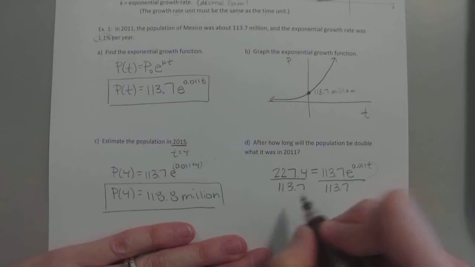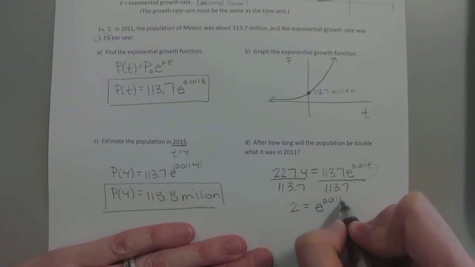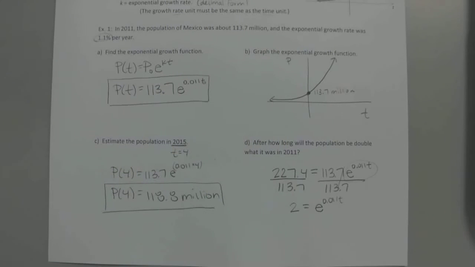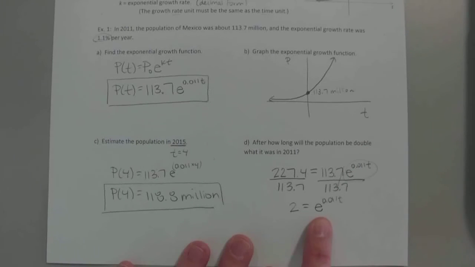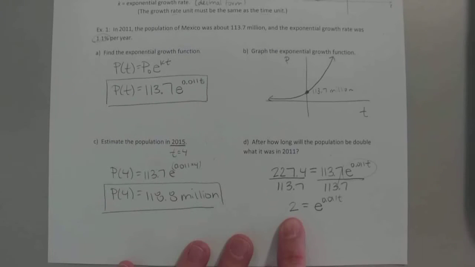When you do that, guess what you're going to get on the left side? 2. Does that make sense? Yeah, because that left side was double the amount. e to the 0.011 t. This is what I'm talking about. No matter what, even if they didn't give you your starting amount, any double problem, you can go right to this. Because you know that your P naught would just divide over and you'd have 2 times your P naught over there.